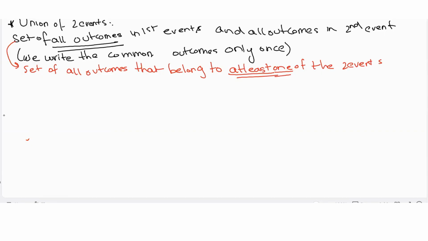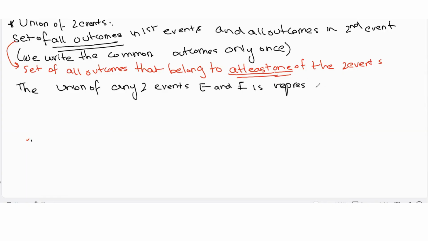Now the union of any two events, E and F, is represented by E union F, using the U sign. Like we saw how we represent intersection, now we see how we represent union. For intersection, we use the inverted sign. We can also write it without the intersection sign, and for union, we use the U sign.